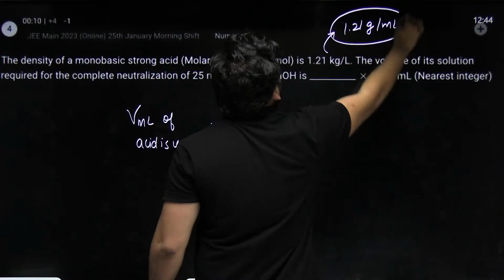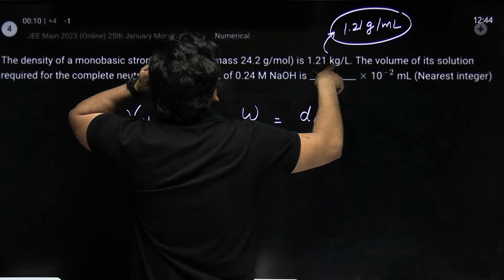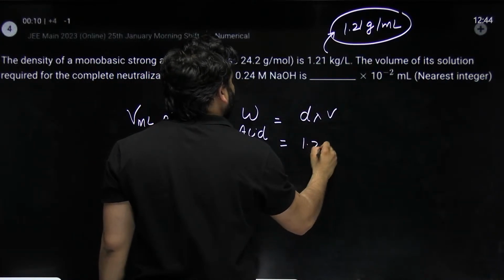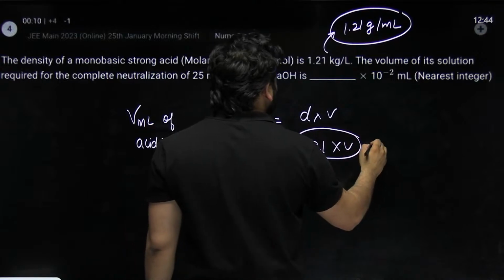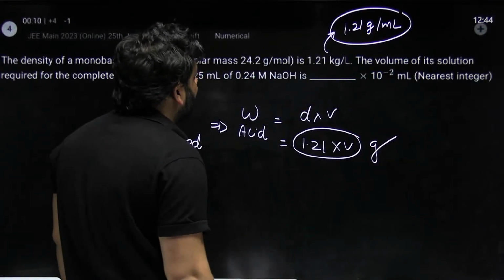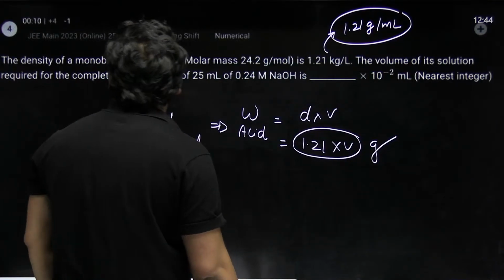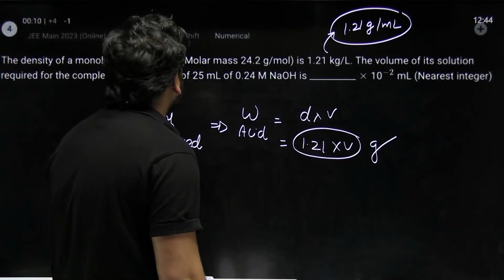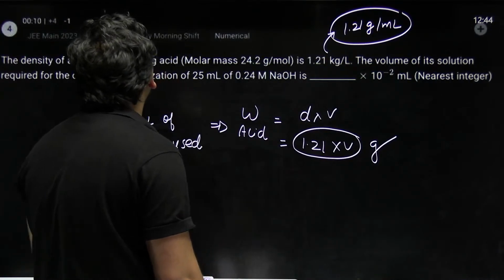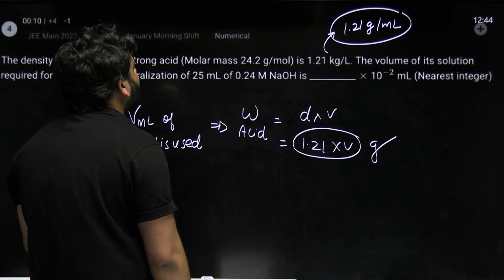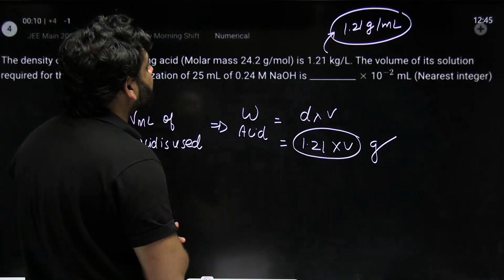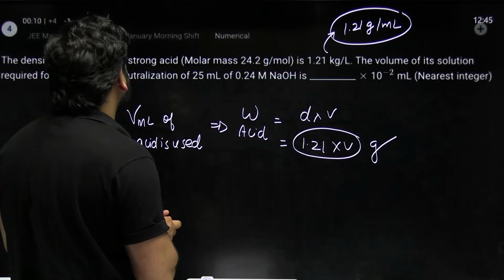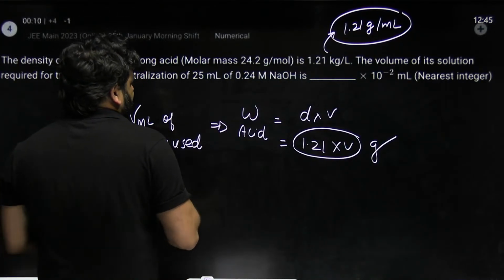Or we can also say 1.21 gram per ml. It's the same thing, because 1000 grams you can write it, and then 1000 ml, the 1000 will be cancelled out. This will give you 1.21. So this is 1.21 multiplied by volume. This much amount in grams of acid has been given to us. Now what is required? Complete neutralization of 25 ml of 0.24 molar NaOH. The volume of its solution required for the complete neutralization of this mass is given to us.